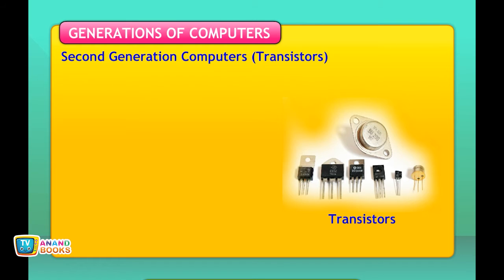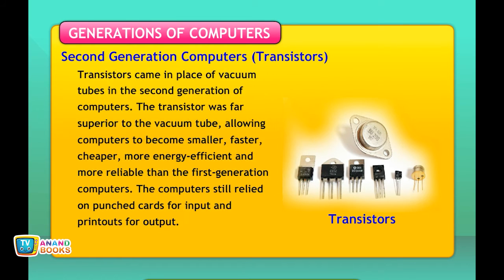Second generation computers, transistors. Transistors came in place of vacuum tubes in the second generation of computers. The transistor was far superior to the vacuum tube, allowing computers to become smaller, faster, cheaper, more energy efficient, and more reliable than the first generation computers. The computer still relied on punched cards for input and printouts for output.